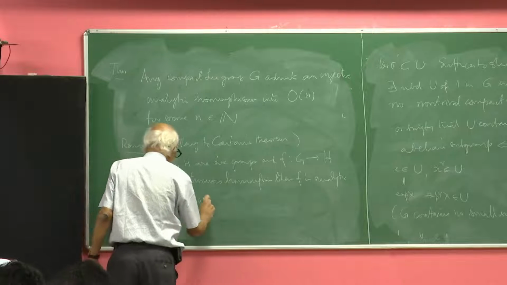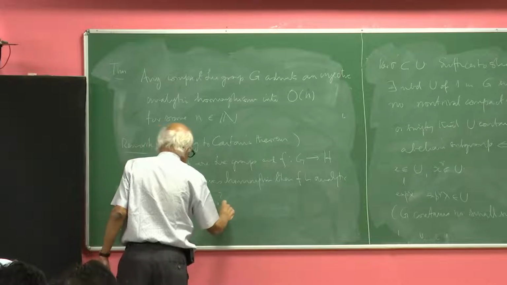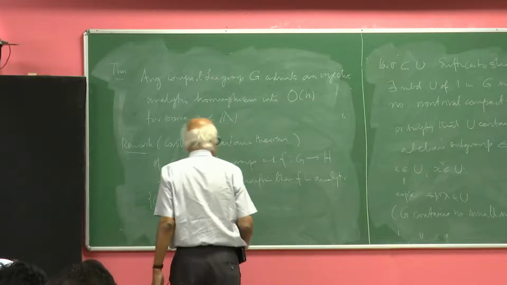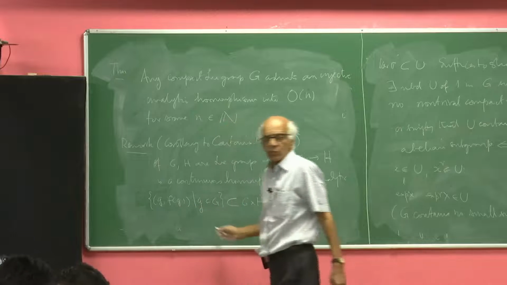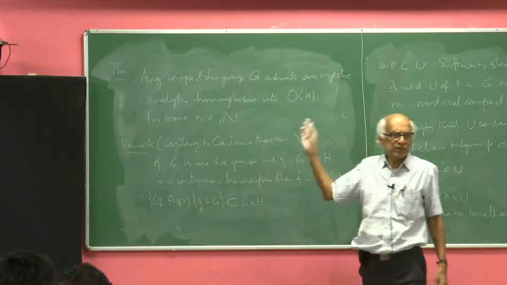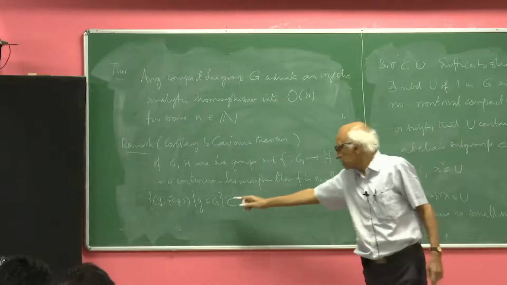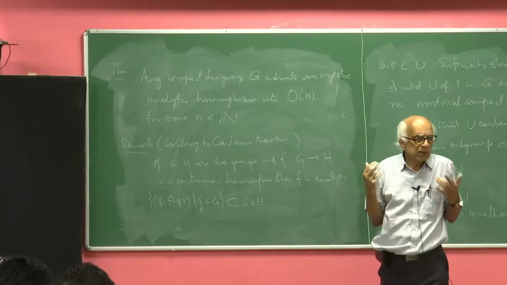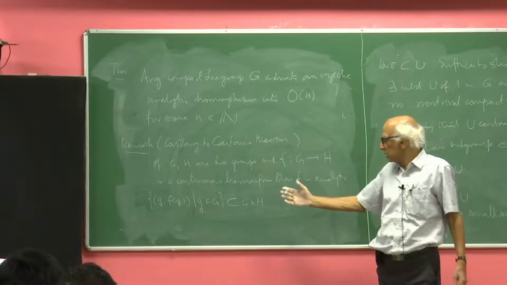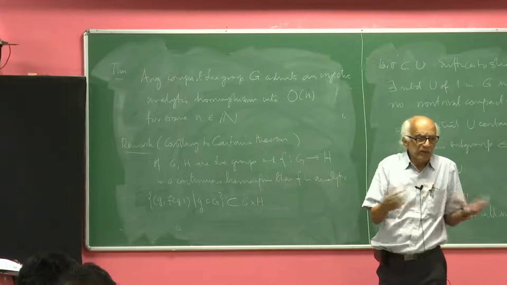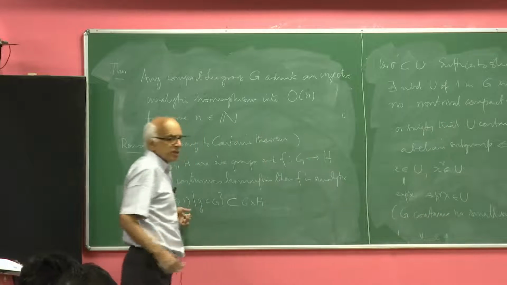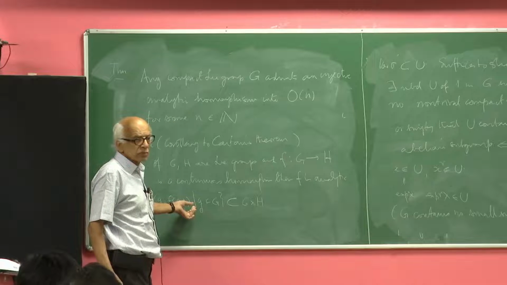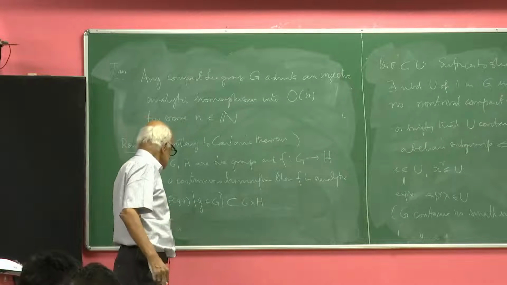The graph of F in G is obviously a subset of G cross H. It's a closed subgroup. It's obviously a group because F is a group homomorphism. What you get there is a group, and this group is actually closed. Obviously, in G cross H, it's the graph of a continuous map, so it's closed. And therefore, by Cartan's theorem, it's a Lie group. So this graph is a Lie group.